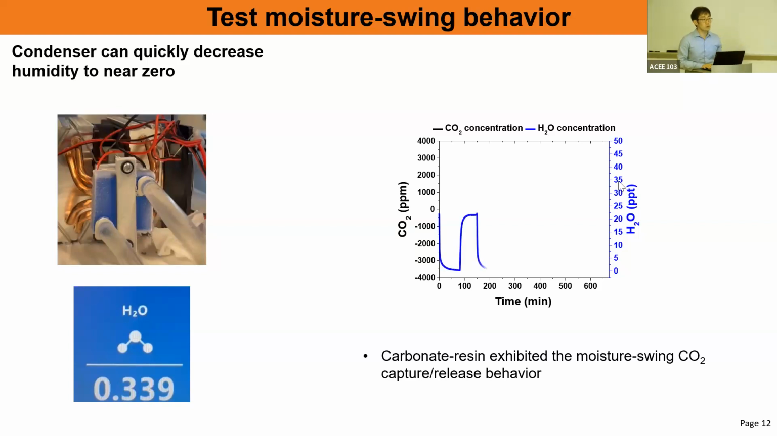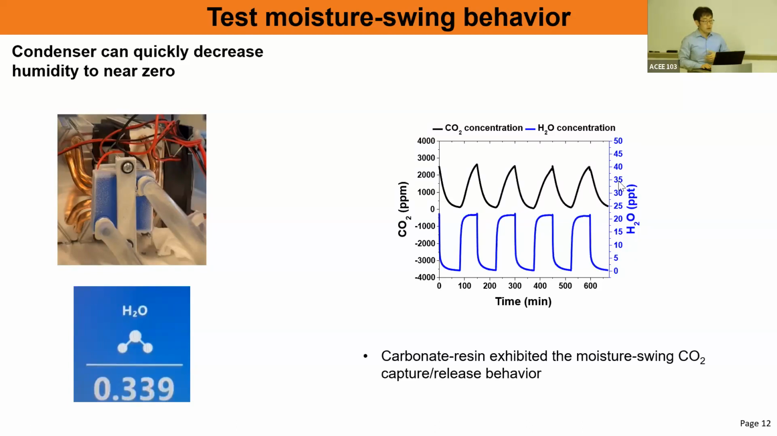Now I'm going to show you we can change the humidity from high to low and then back to high, and see how the carbon dioxide changes in the system. When the humidity goes from high to low, we see a carbon dioxide decrease, which means carbon dioxide is captured. If we go back to high humidity, the carbon dioxide is released again, back to the same level. And then we do multiple cycles, and it clearly works.